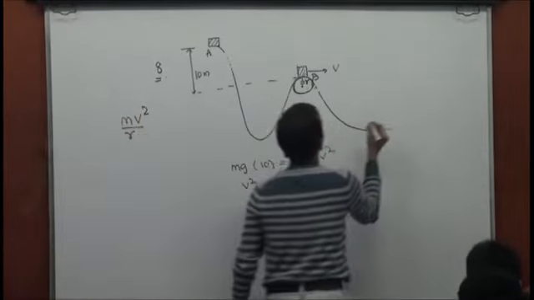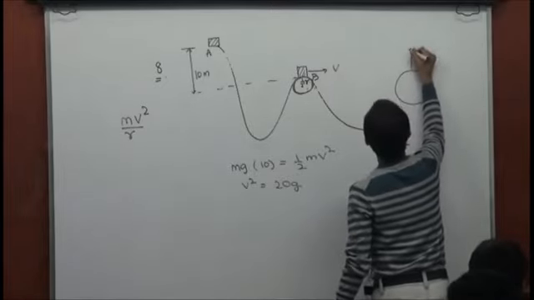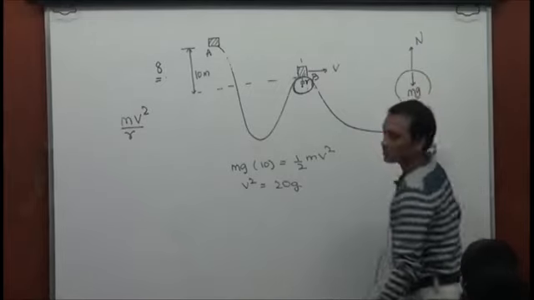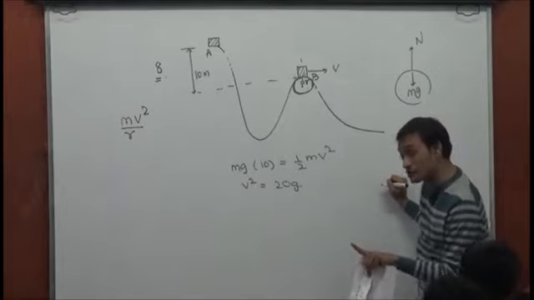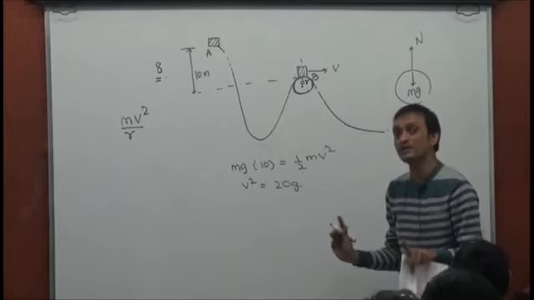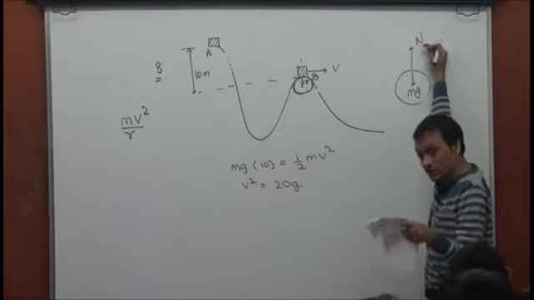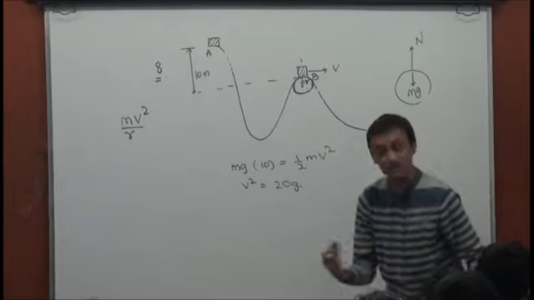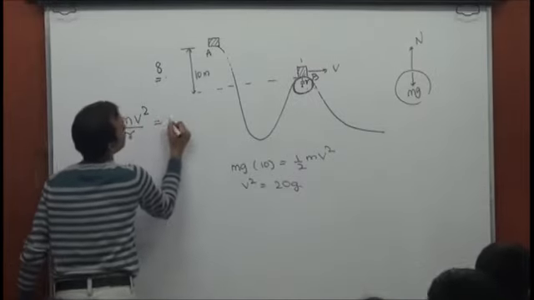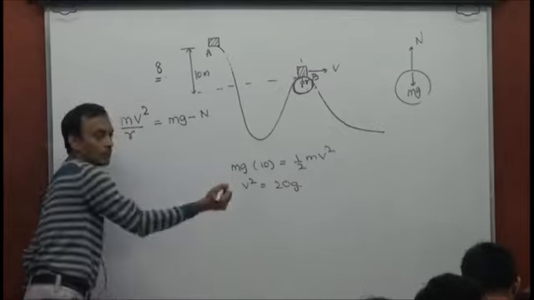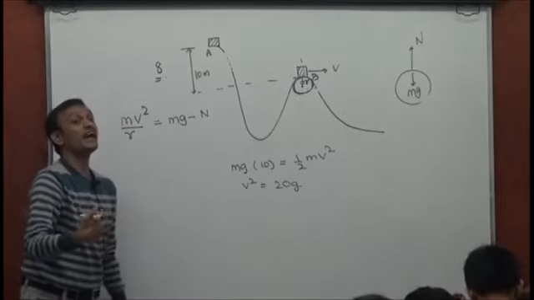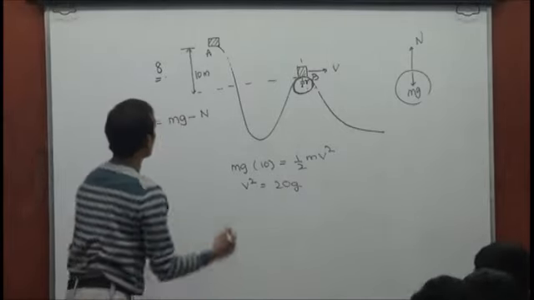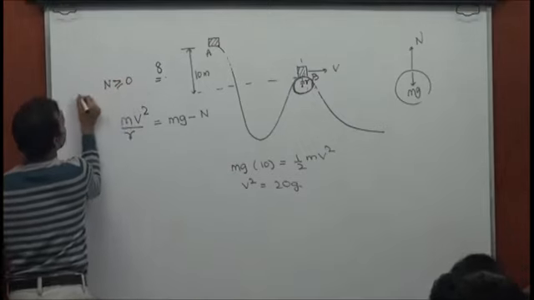Now, the forces acting on it: when it is here, there is normal reaction acting upwards on this, and there is mg acting downwards. Now the centripetal force requirement is met by the combination of this mg and N. They come together to provide the necessary centripetal force. mg minus N accounts for the required centripetal force, where N has to be greater than or equal to 0 if contact has to be maintained.